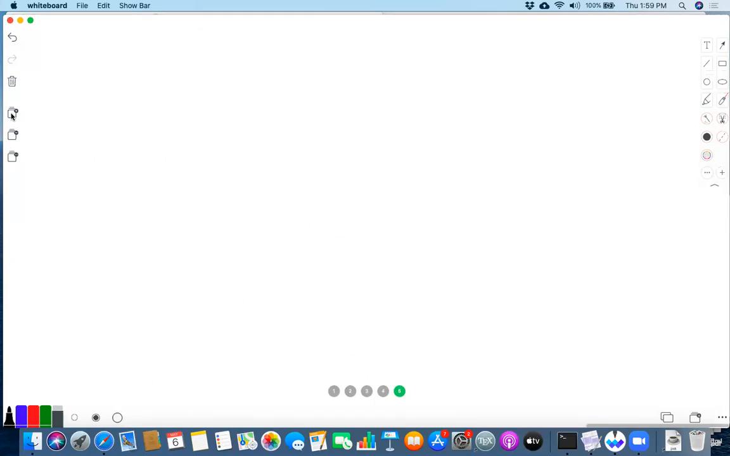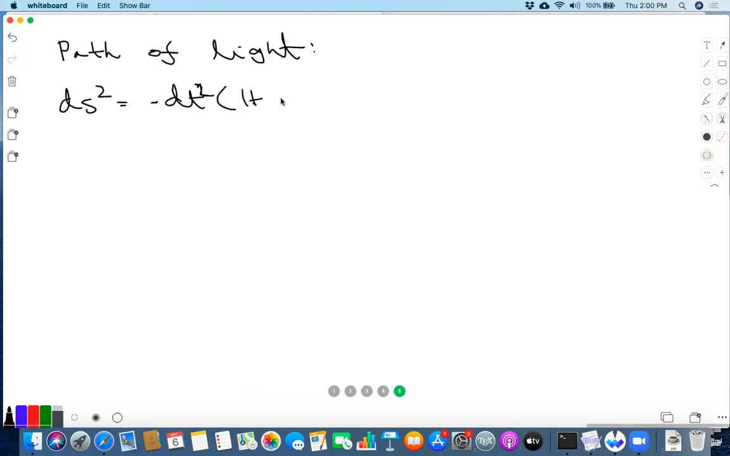Now let me say a few words about the path of light, because why is the path time independent? So let's go back to the metric. ds square equals minus dt square times 1 plus 2 phi, plus dx square times 1 minus 2 psi, sorry, 1 plus 2 psi, lambda of t square.